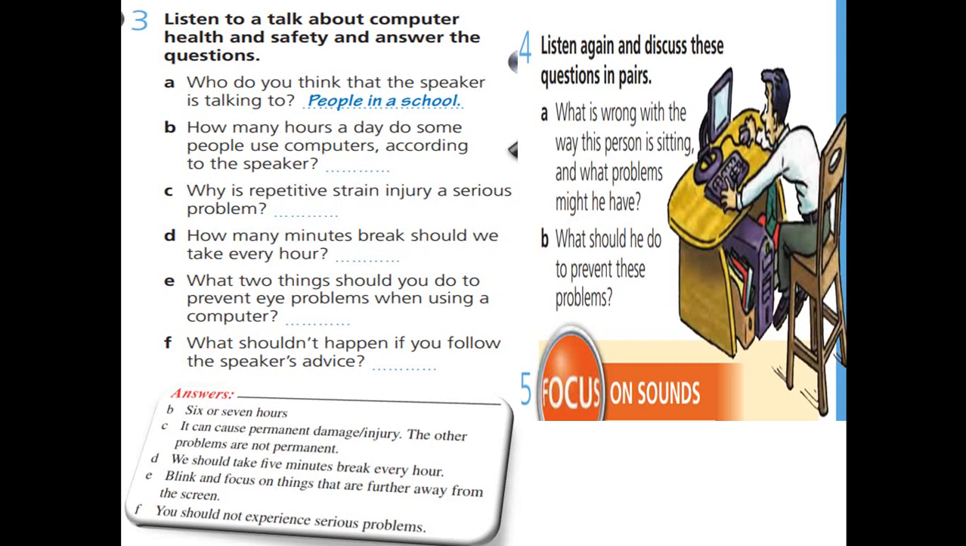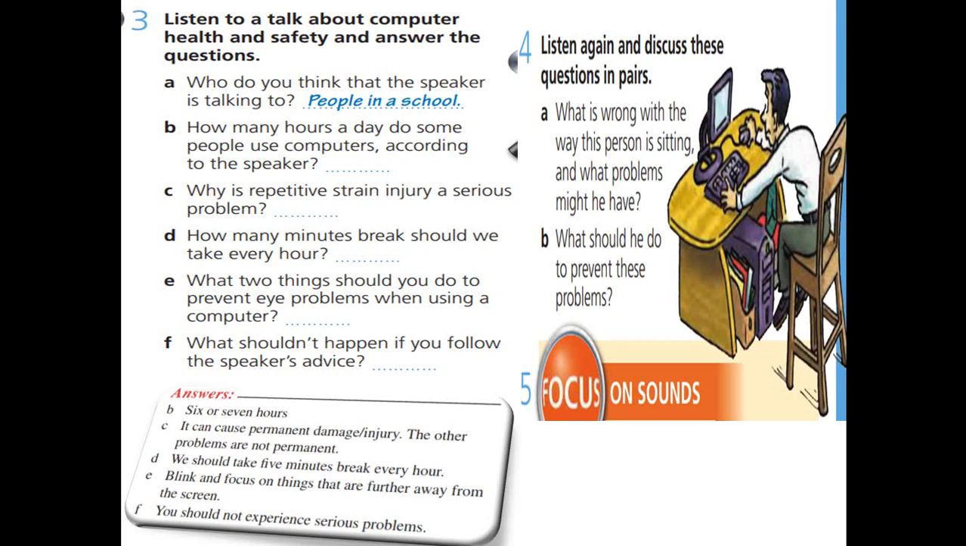Why is repetitive strain injury a serious problem? Maybe it can cause permanent damage or permanent injury. The other problems are not permanent. So some injuries are permanent and some others are not. Number D. How many minutes break should we take every hour? We should take 5 minutes break every hour.